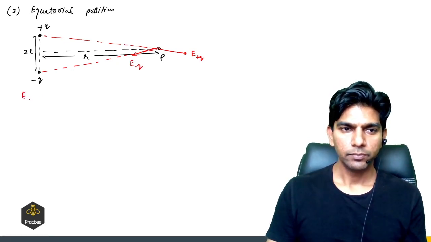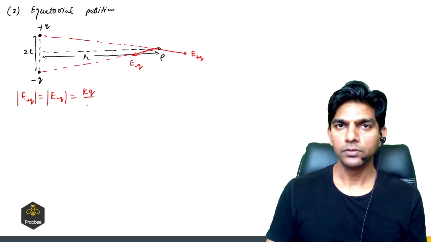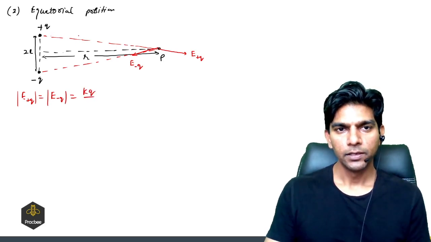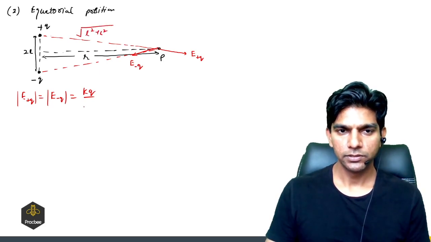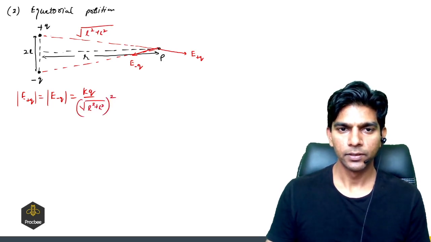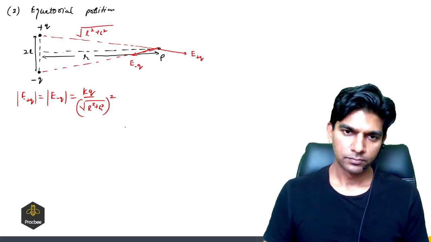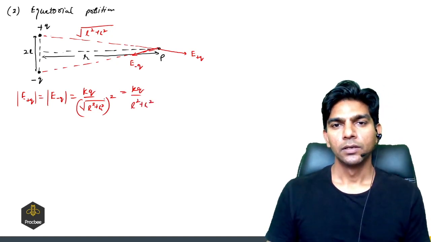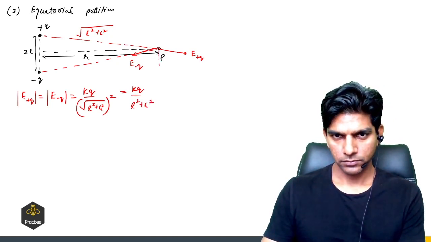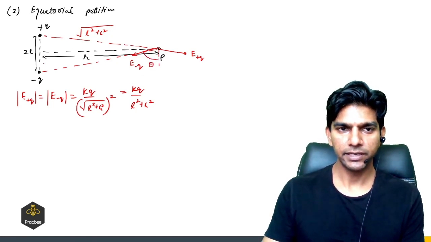So I can say E plus Q magnitude will be the same as E minus Q, and that will be KQ upon the square of the distance between the charge and that point. So here the hypotenuse is root of L square plus R square. So this will be root of L square plus R square, and square of that. So this comes out to be KQ upon L square plus R square. Let us take this angle as theta. If this angle is theta, this angle is also theta.